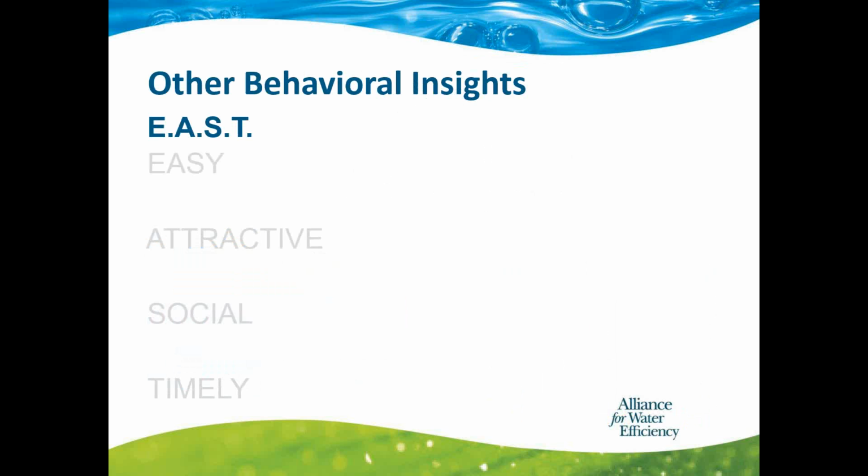Okay, I want to talk really quickly about a few other behavioral insights, and then I'll launch into a little bit of information on how we use this to communicate about water efficiency. So these are from a team in the UK called the Behavioural Insights team, and they've come up with this kind of shorthand for a few key ways to make information really compelling and able to change behavior. And they use the acronym EAST. And what that stands for is easy, attractive, social, and timely. And I'll go through these one by one with some examples.